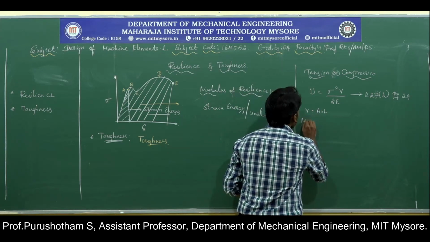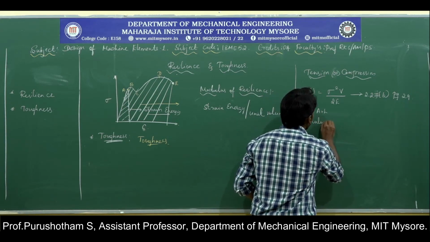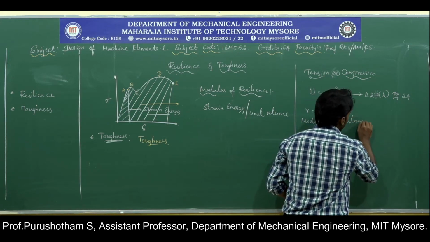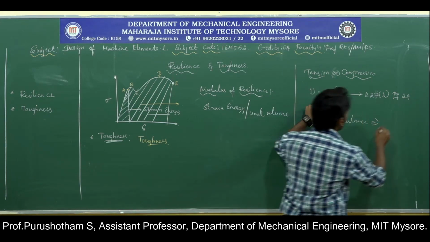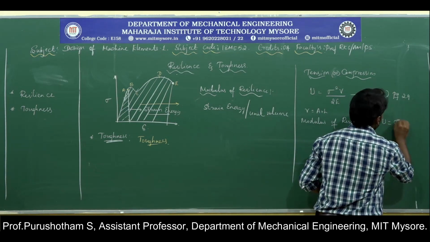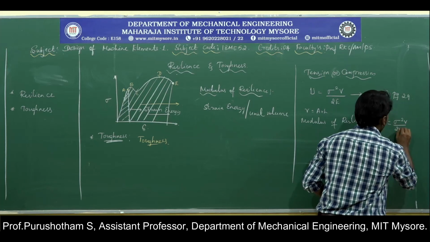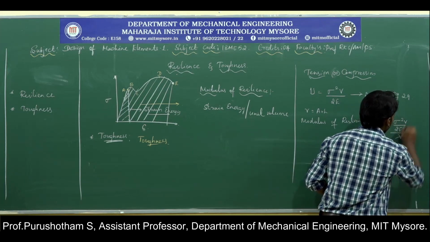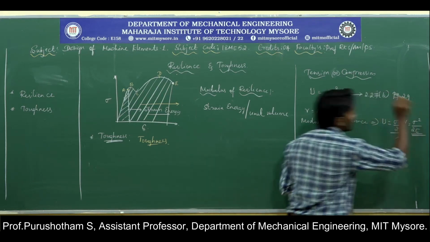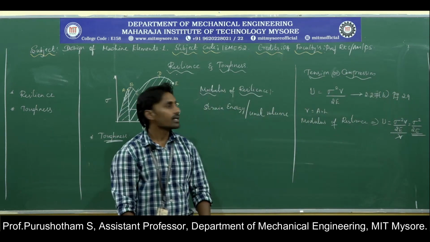Then the modulus of resilience is given by the strain energy per unit volume, that is sigma square V by 2E divided by V, and we get sigma square by 2E. So this is called the modulus of resilience.